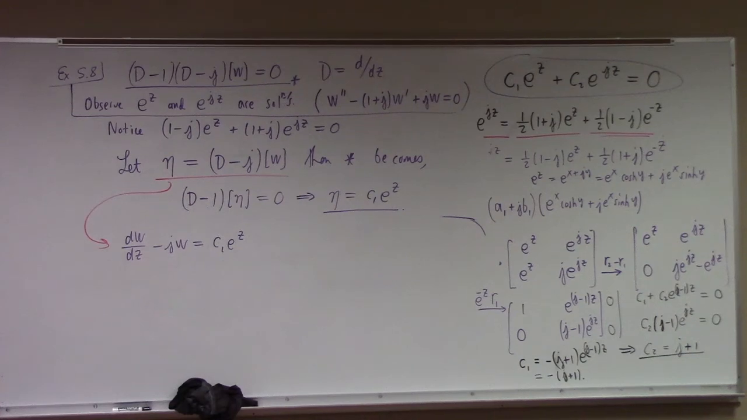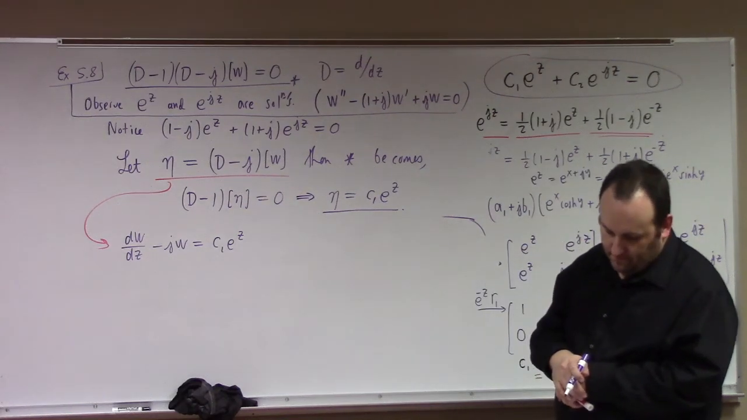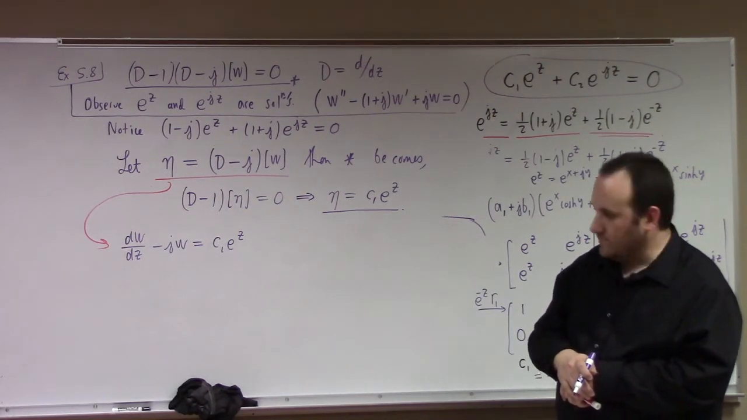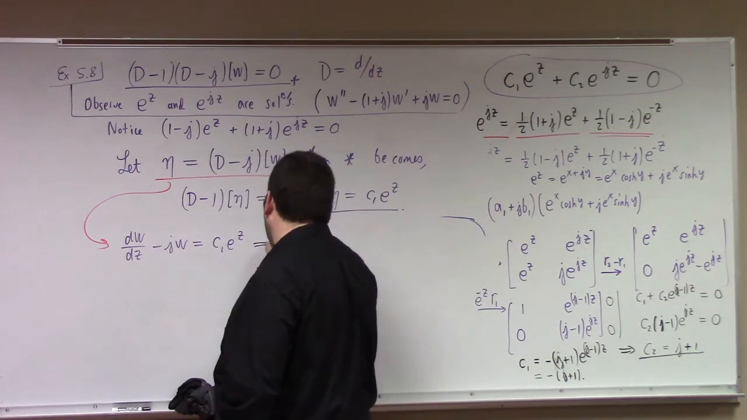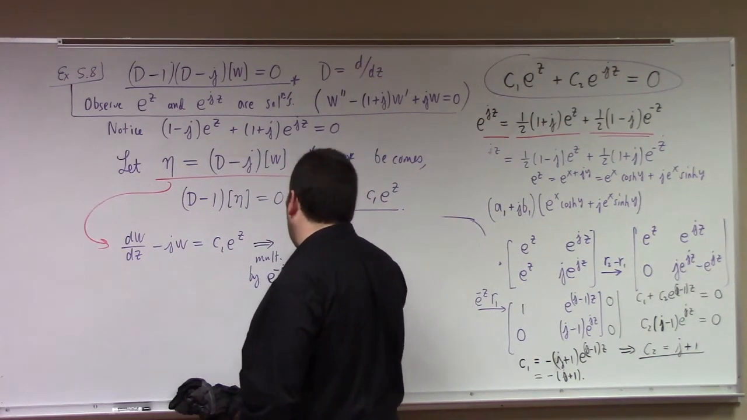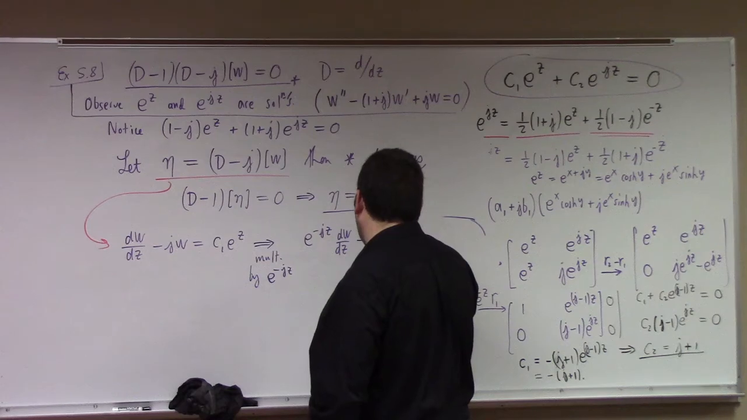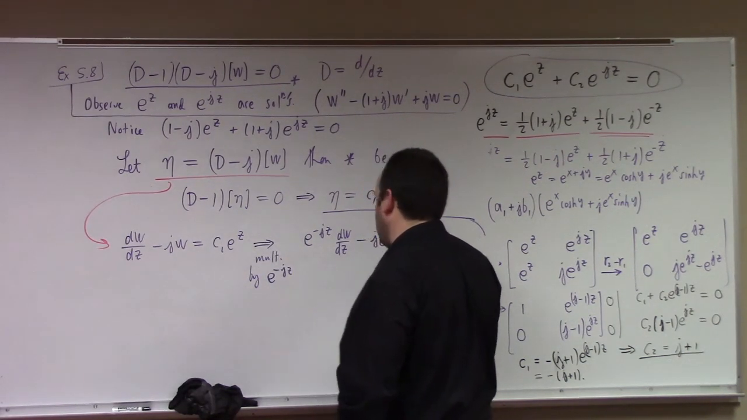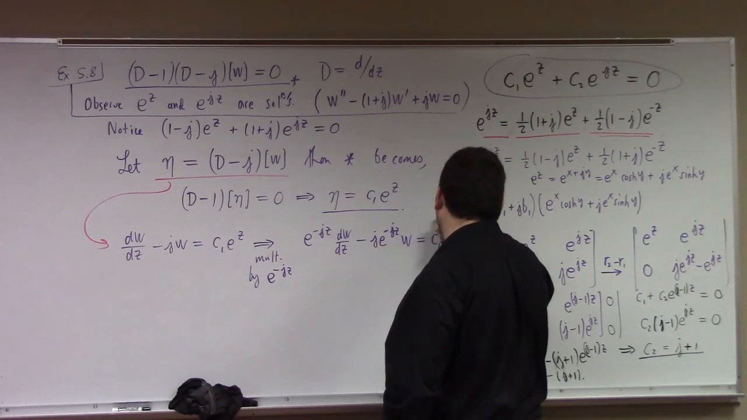So how do you solve such an equation? Integrating factor technique, right? That's a linear equation. So what's the integrating factor? Multiply by what? I think we should multiply by e to the minus jz, right? So that will give us e to the minus jz dw/dz minus j e to the minus jz w equal to c1 e to the (1 minus j)z, yeah?